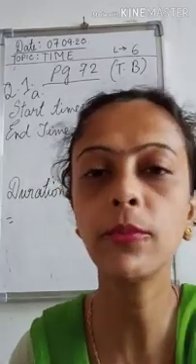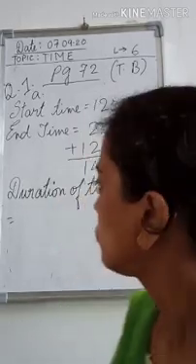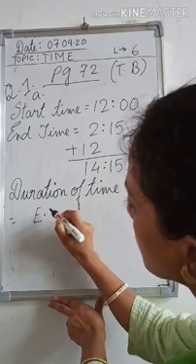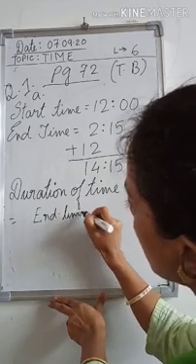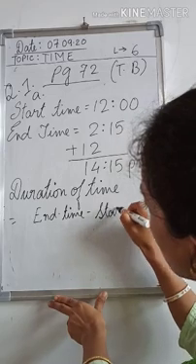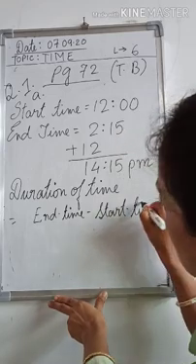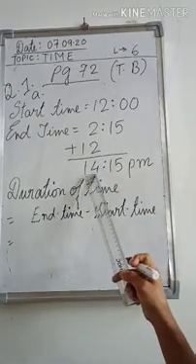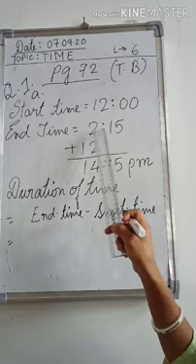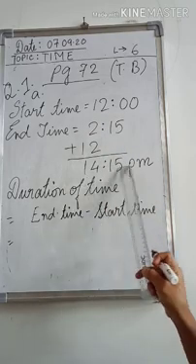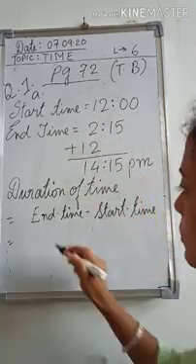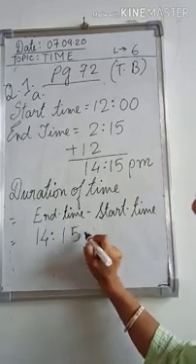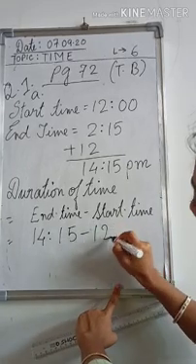What we have to do? We have to subtract the starting time from the ending time. So that only we are going to do now. Ending time minus the starting time. So what is our ending time? Which one is the ending time? This is your ending time. And which is the starting time? This is the starting time. So this number will be subtracted with this number. So 14:15 subtracted with this number.